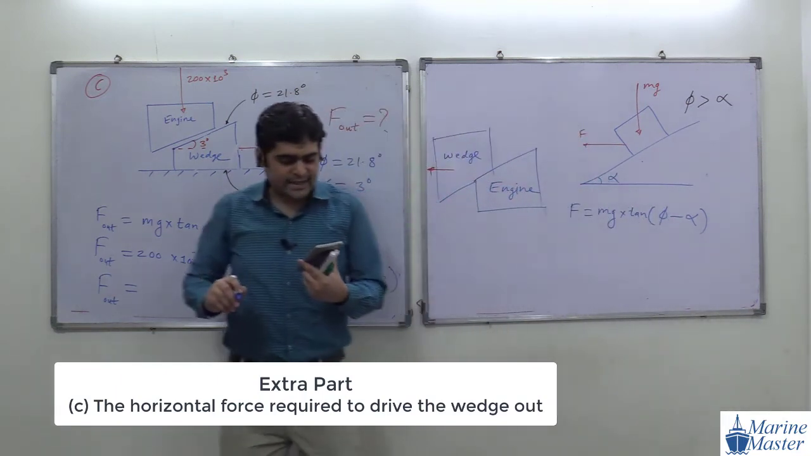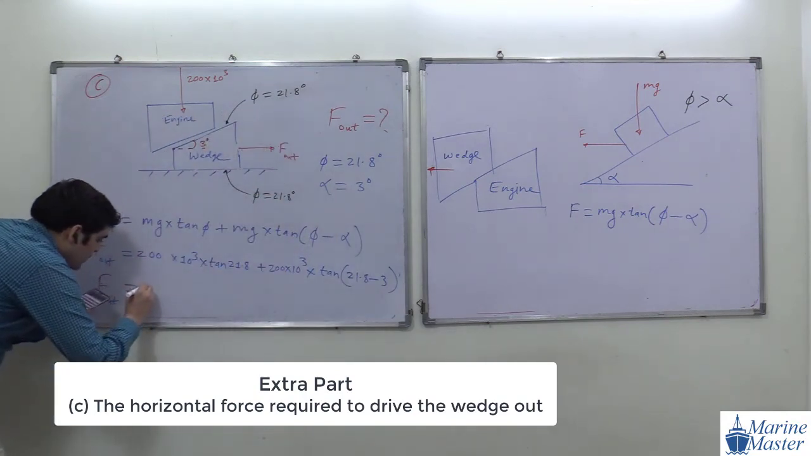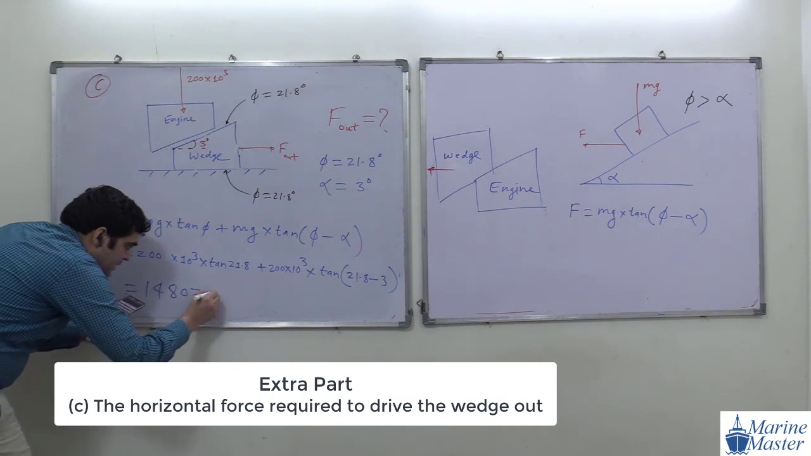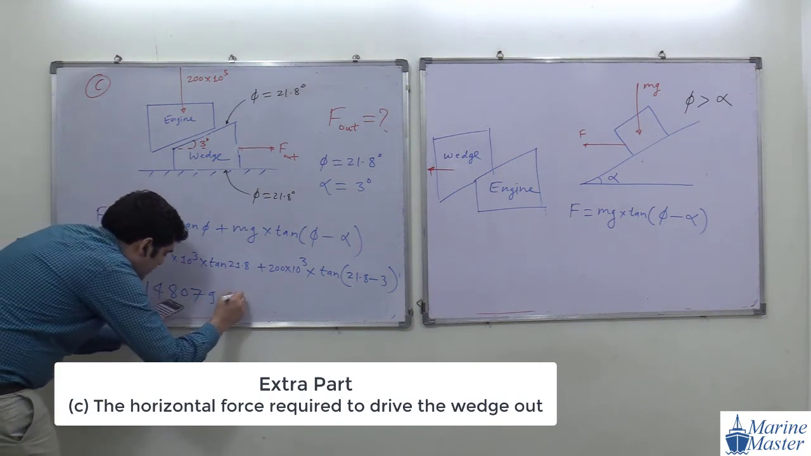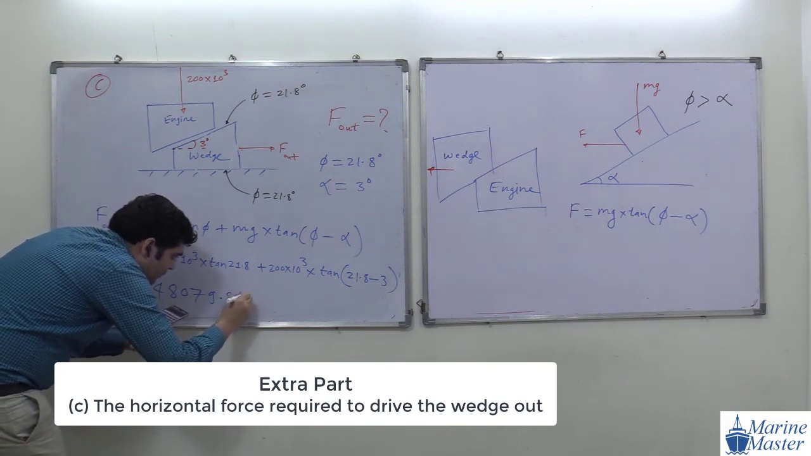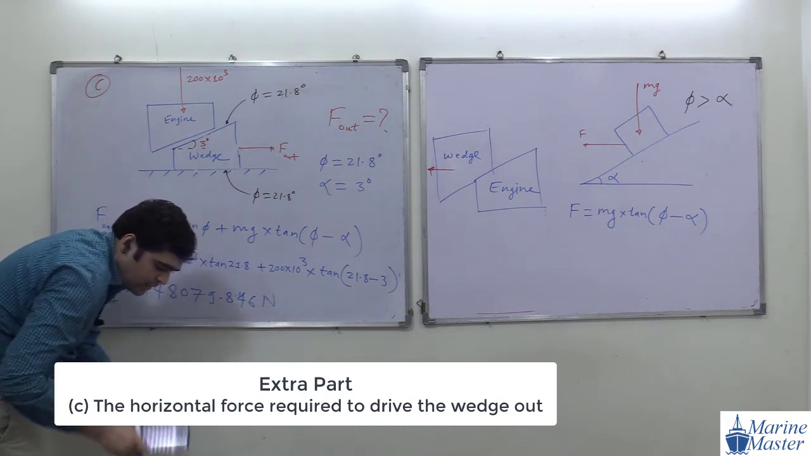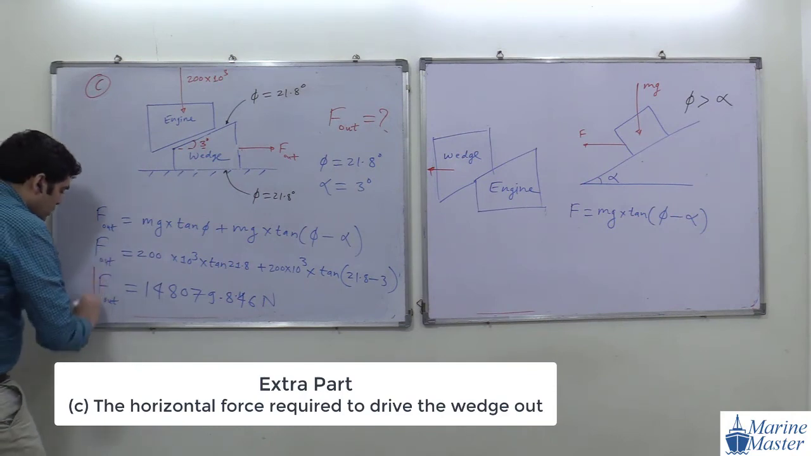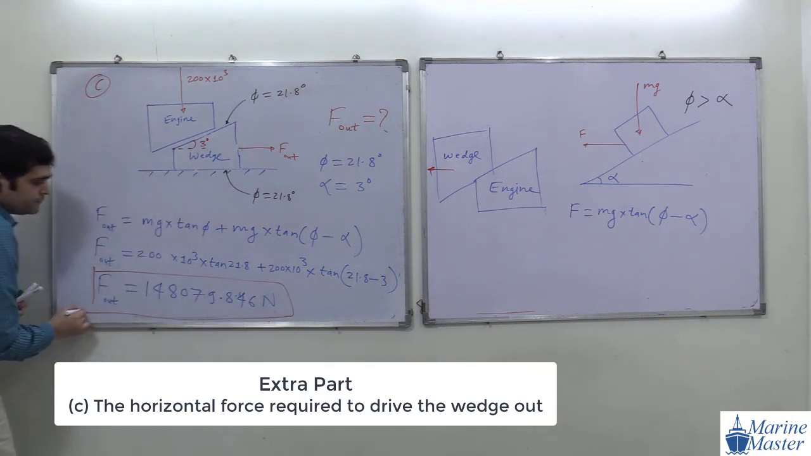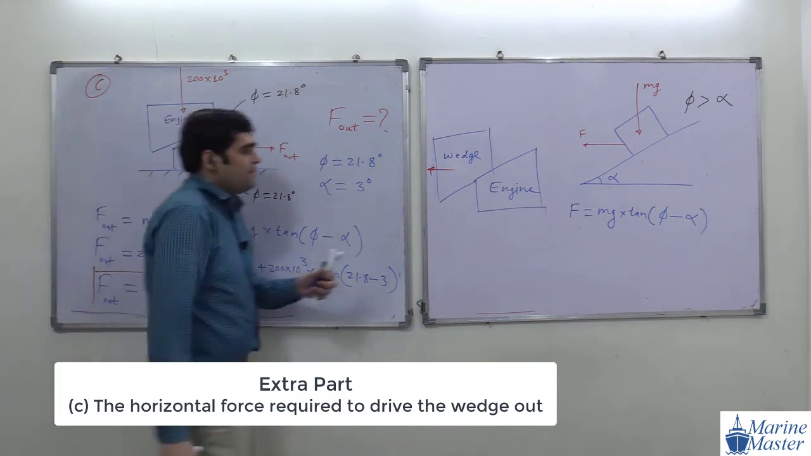148. Check it, guys. Is it okay from my side? 148,079.846 Newton. Okay. So this much force we require to move the wedge out of the block. Okay. So this is the extra part here.